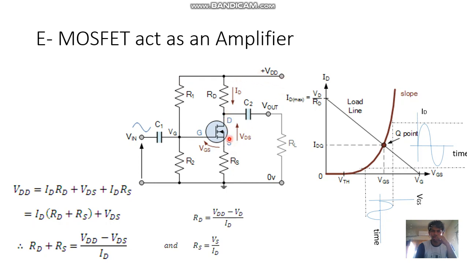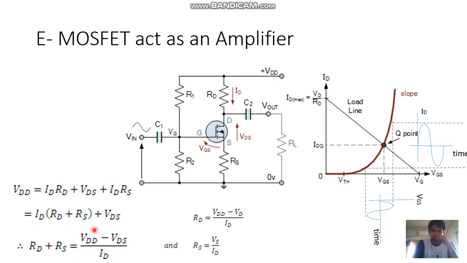So this is one loop and this is another loop. VDD is equal to I1 into R1 plus R2. Like this also we can write. If we see this loop, VDD equal to IDRD plus VDS plus VS. We are just adding these potentials. So ID into RD plus RS plus VDS. So RD plus RS is VDD minus VDS by ID. So the sum of these drain and source resistances is this much.